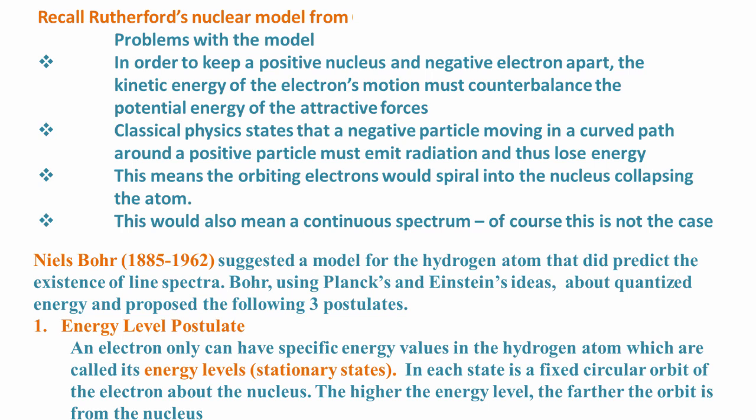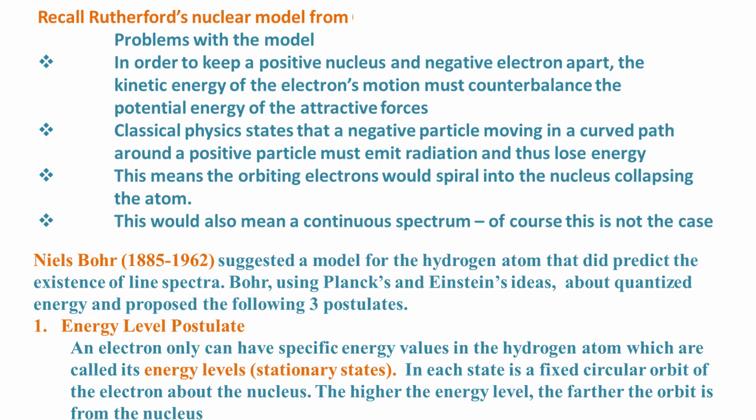Niels Bohr suggested a model that could predict the existence of line spectra. What he did, he used both Planck's and Einstein's idea about quantized energy. These postulates accounted for the fact that an atom is stable and does not continuously radiate energy and spiral into the nucleus. We observed the line spectrum of hydrogen. So here are the postulates.